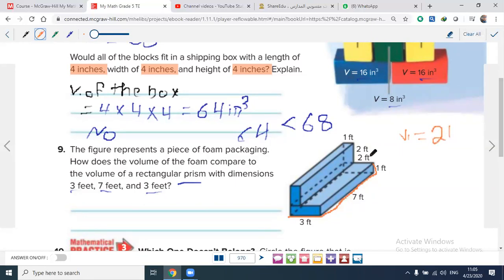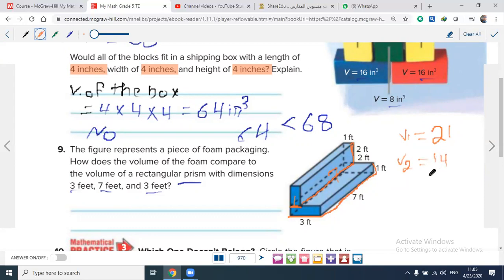What about the top one? It has 7. Excellent. What about this part? The total here is 3, and I have this part 2, so 3 minus 2 will be 1. Excellent. What about the height? 2. So I have to multiply 1 times 7 times 2. Volume 2 equals 14.